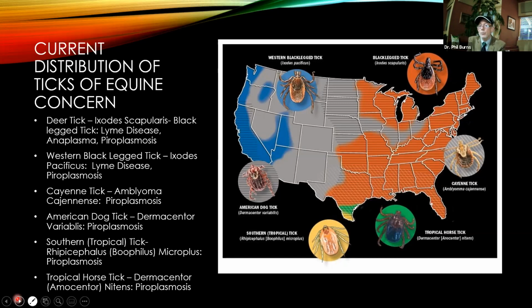We also have the spinose ear tick, which is an ear tick that can be a menace to the horse. And we also have a new arrival, the Lone Star tick, which can, in horses, spread anaplasmosis, but it also can do some other scary things.